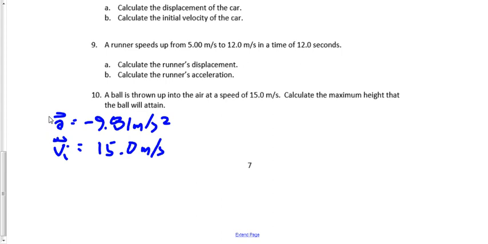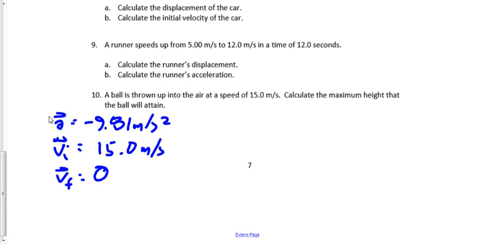Marcos? Would the final velocity be 0? Yes. If you're analyzing the trip up and down together, it wouldn't be 0. But if you're analyzing just the trip up, it's 0 because it starts at 15, slows down, slows down, slows down, and stops. Then it comes back down and speeds up, but we're only analyzing the trip up. So Vf would be 0 for that portion of the trip.